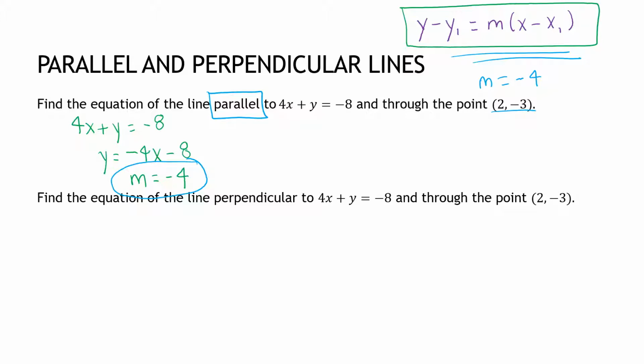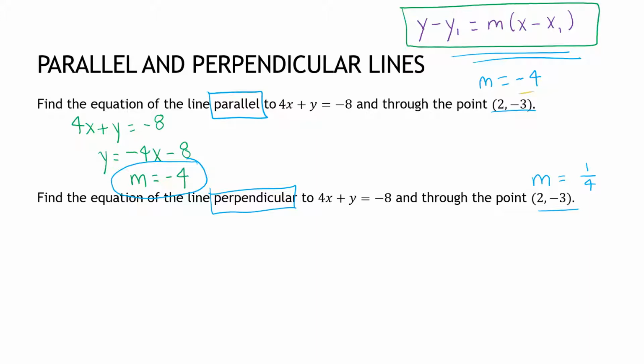And then on my second question, because it says perpendicular, I'm going to use the point 2, negative 3, but I'm going to use the opposite reciprocal of negative 4, which is positive 1 over 4. So essentially that's what I'm going to do. I'm going to do it twice, so let's go ahead and do it the first time for parallel.